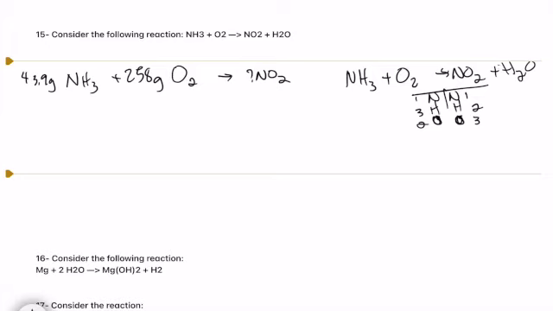So when we have a 3 and a 2 on opposite sides, we usually need to use those as least common multiples. And so in this case, we'll start with a 3 in front of the H2O. That's going to give us 6 hydrogens. 3 oxygens plus 2 more gives us 5. On the reactant side, I'll use 2. That's going to give me 2 nitrogens and 6 hydrogens.